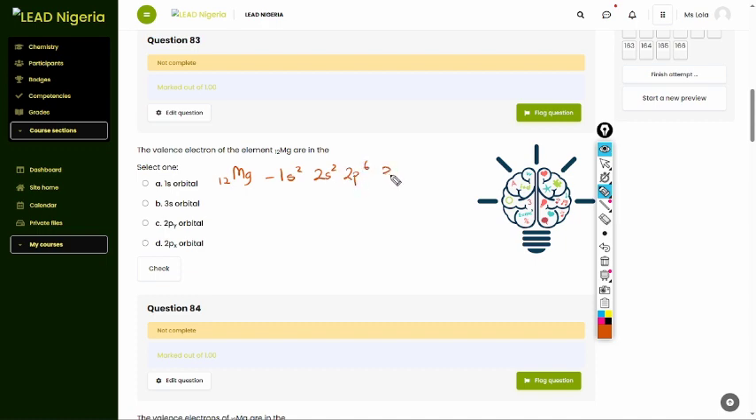2p6, and then 3s2. So this is 12 electrons. So it means that the valence electrons of magnesium fall under the 3s orbital. So the correct answer is B. So we'll go with B.